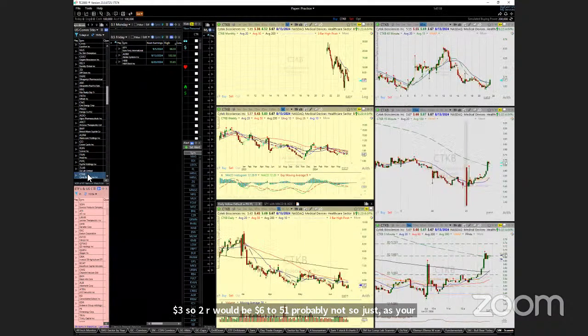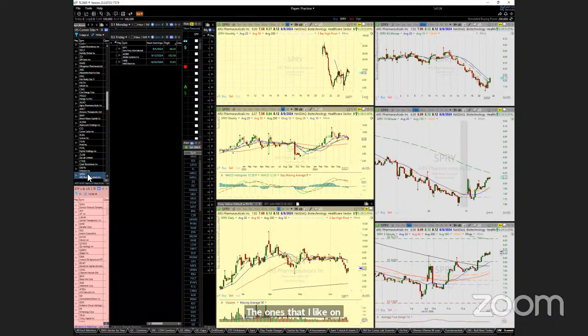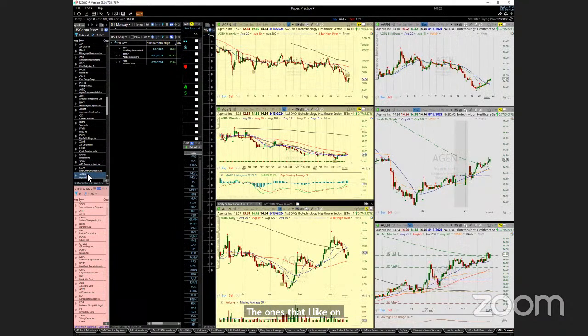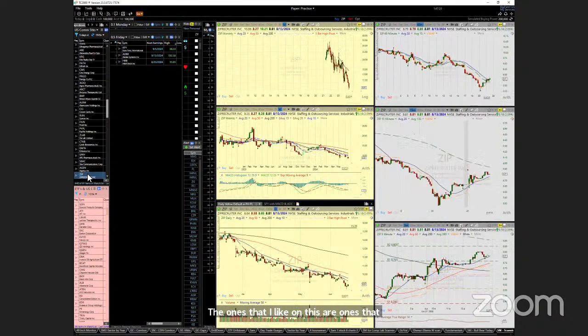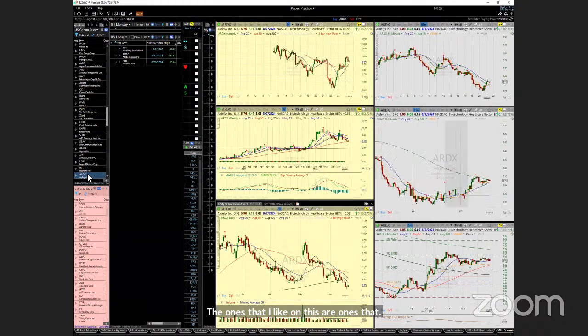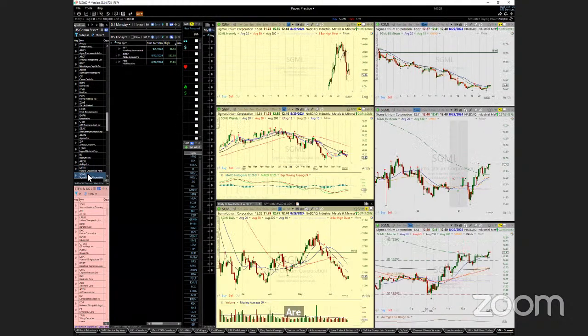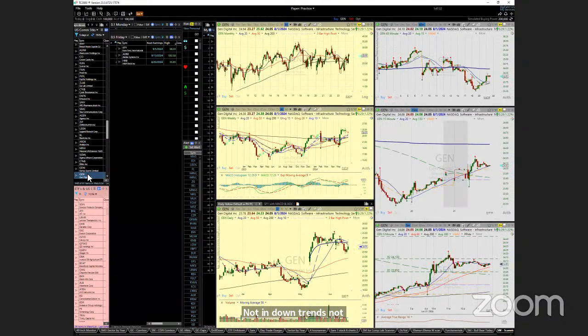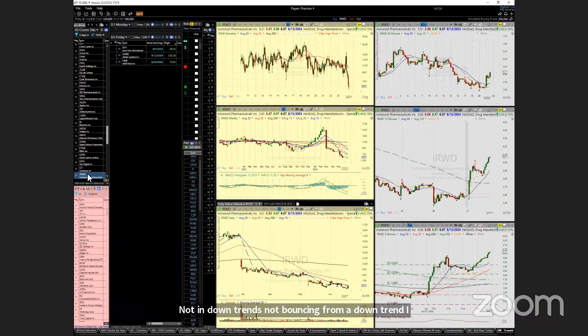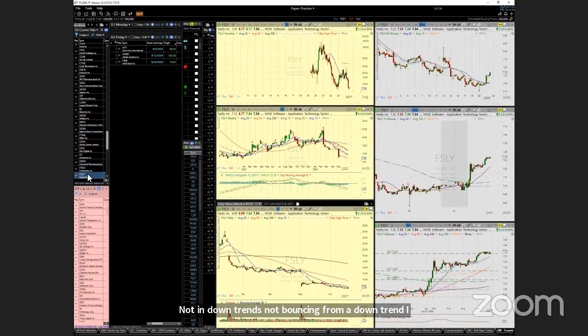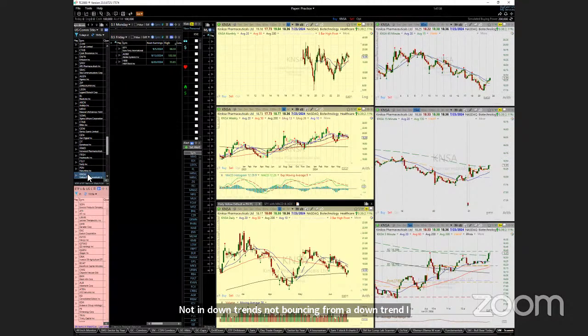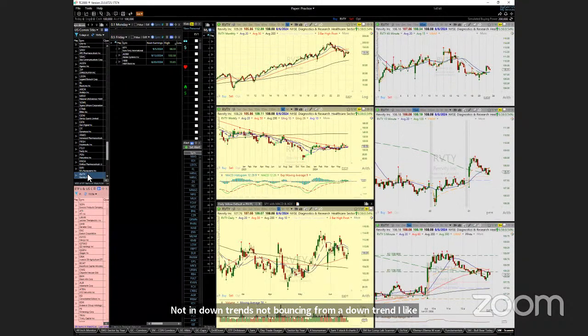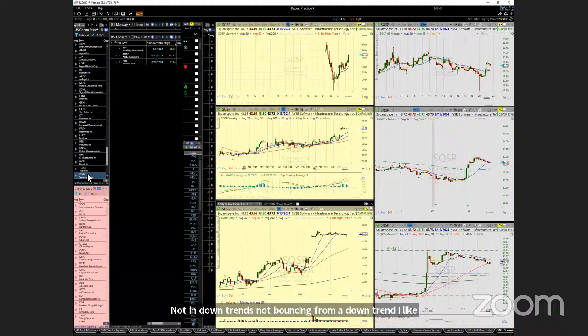The ones that I like on this are ones that are not in downtrends, not bouncing from a downtrend. I like, you get the point though. I don't want to bore people.